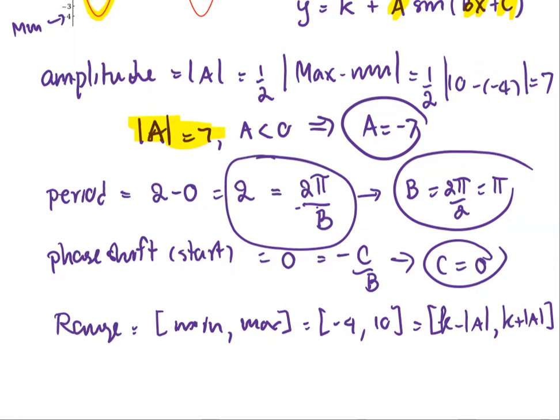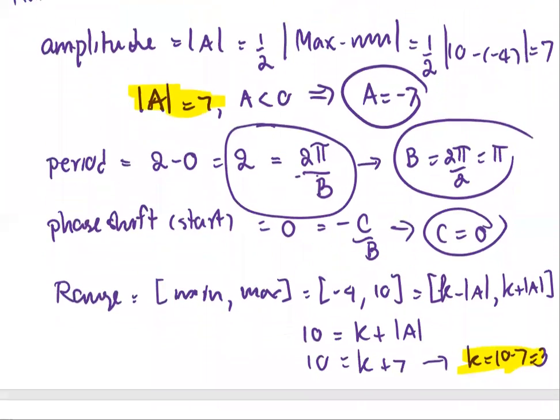Let's work on the positive one. So 10 equals K plus the absolute value of A, or 10 equals K plus 7. Therefore, K equals 10 minus 7, or 3. We get K equals 3.